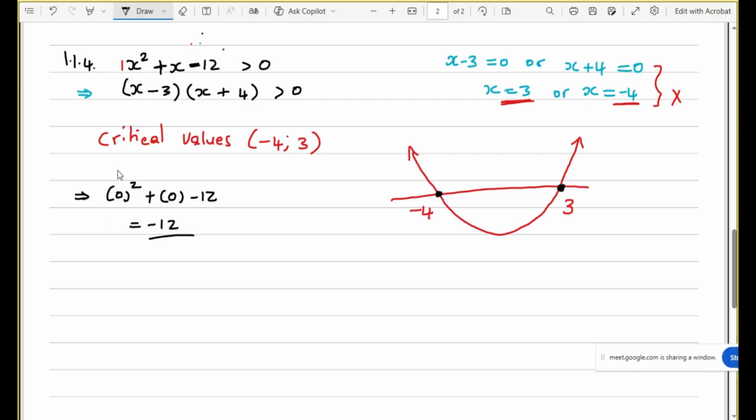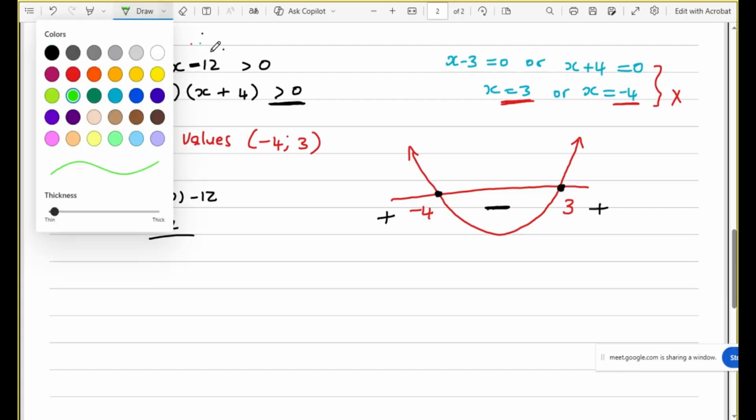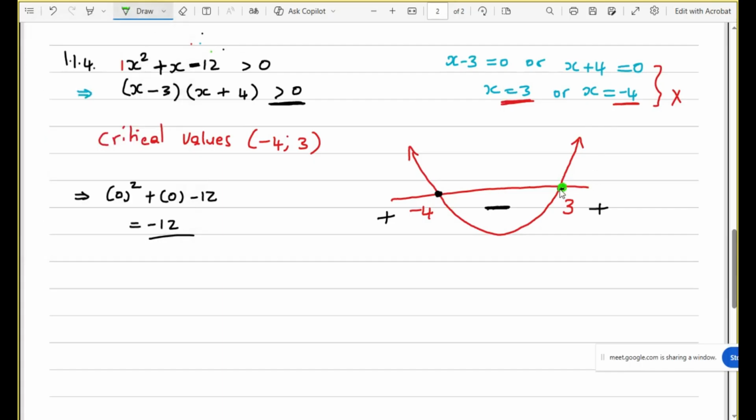What is the sign of that? Negative. This tells you that the solution between is negative, which makes the other side positive. Even if you use 1, you'll still get a negative answer. Even if you use 2, even if you use minus 3, as long as the number is between those two points. Then now, the question is asking, where is the solution greater than 0? It means, where is the solution positive? It's positive from this point going in that direction.